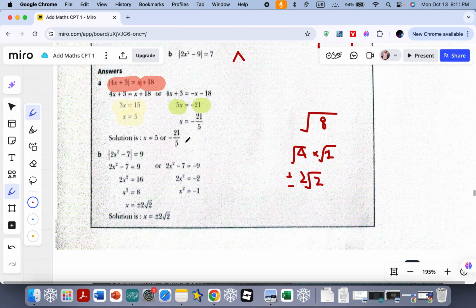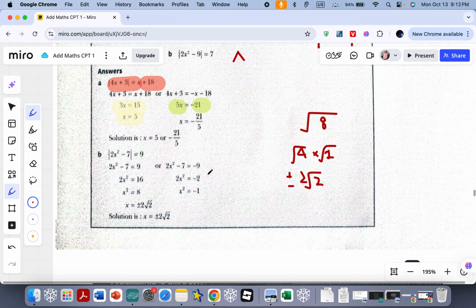Now let's go to the second one, where we use negative for the modulus. 2x squared minus 7 equals minus 9. So we bring this minus 7 to the right side. Minus, when it goes to the right, becomes plus. So it becomes minus 9 plus 7, which is negative 2.